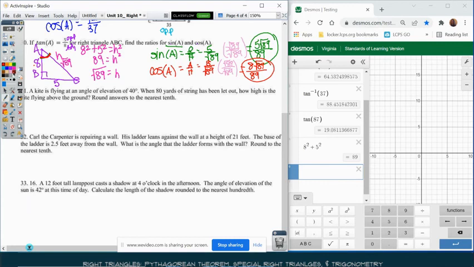Now, question 31 talks about this kite that is flying in the air. Let's make a sketch for us. Okay. So here we have our kite flying at an angle of elevation of 40 degrees. When 80 yards of string has been let out, how high is the kite flying above the ground? That's what we don't know. So I'm going to go ahead and make that into, as you can see here, given an angle, looking for a side. When we know a side, that's going to be a trig problem. So I have an opposite and I have a hypotenuse. This will be a sine.